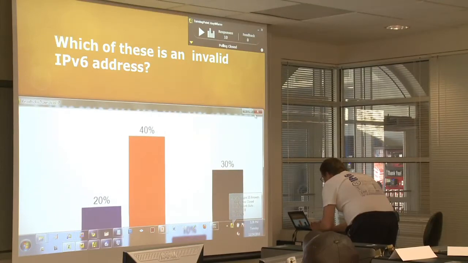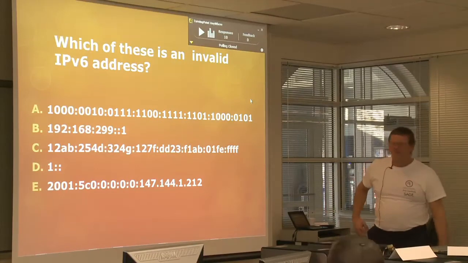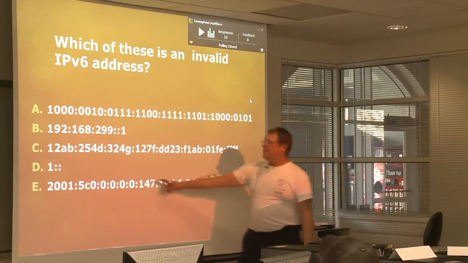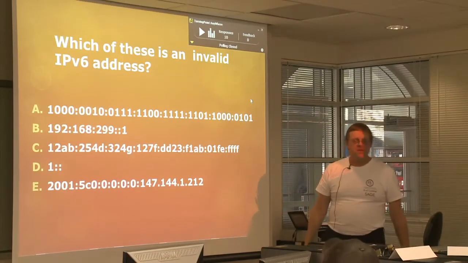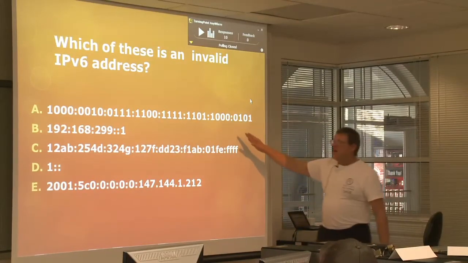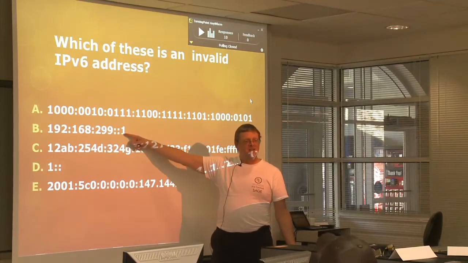Well, does anybody wish to defend? Go ahead. C is wrong because they got G's up there. That's right, that's the only problem. You can't have a G. Hexadecimal, 0 to 9, A through F. G is not allowed. The rest are all fine. Now, some people might think there's something wrong with this one. What's wrong with this one?